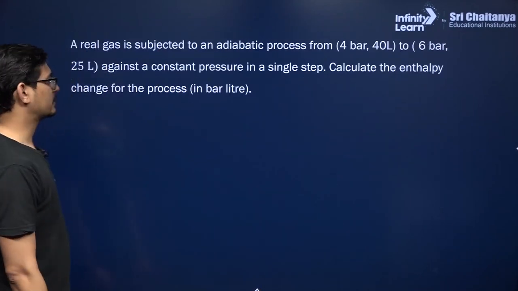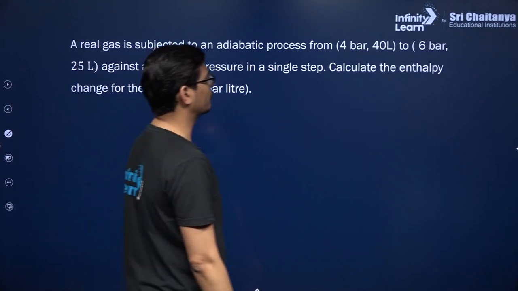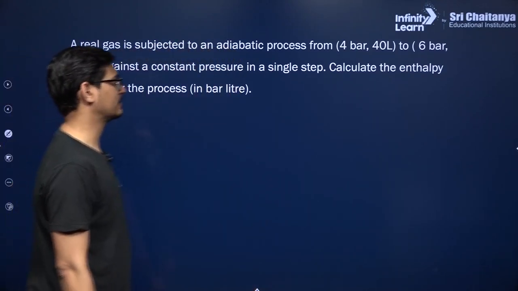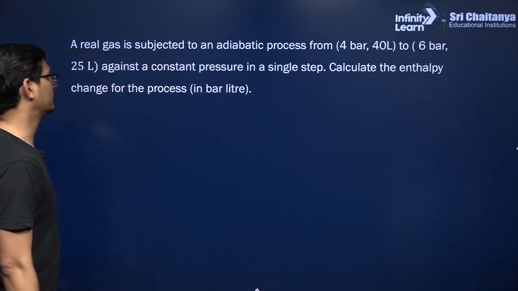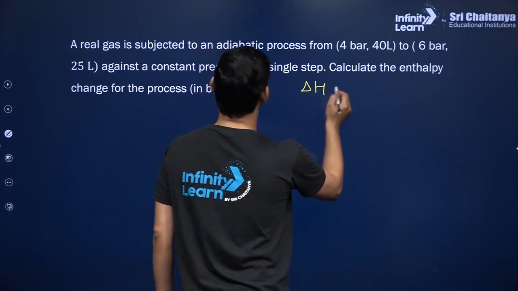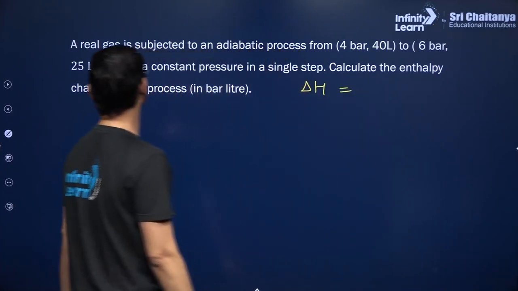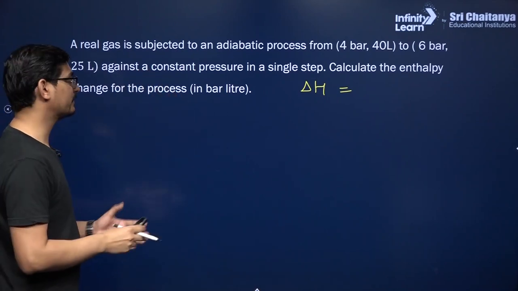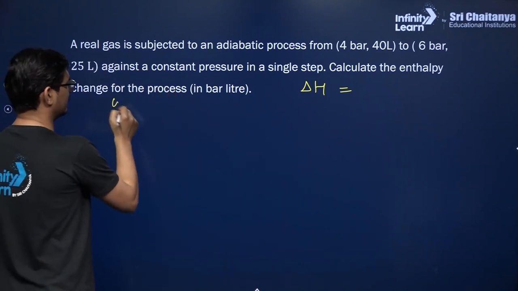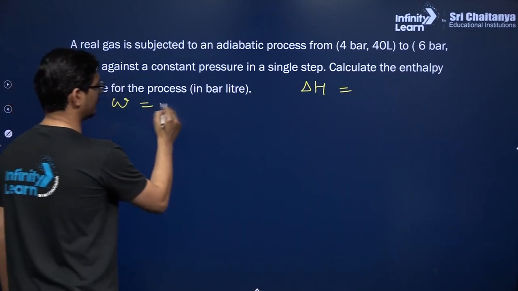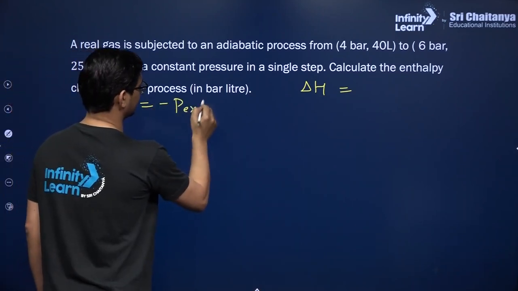A real gas is subjected to an adiabatic process from 4 bar 40 liter to 6 bar 25 liter against a constant pressure in a single step. Calculate the enthalpy change, right? So we know that enthalpy change is how much? We are doing a constant pressure process, right? So it is irreversible. So first let us calculate the work done, right? So what is work done? Work done is minus P external delta V.